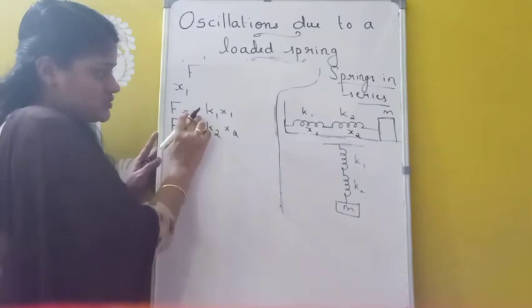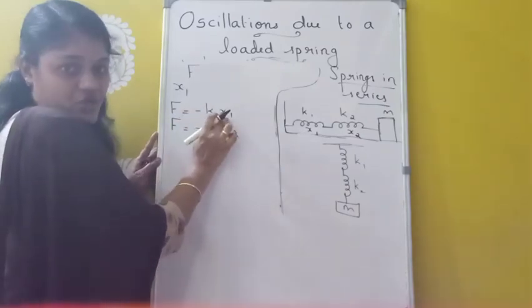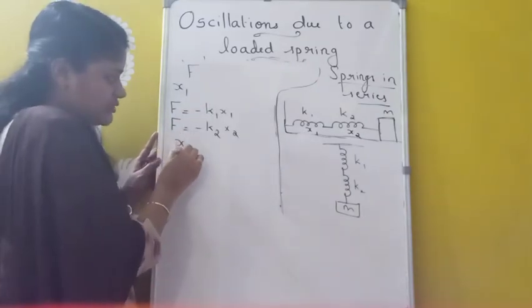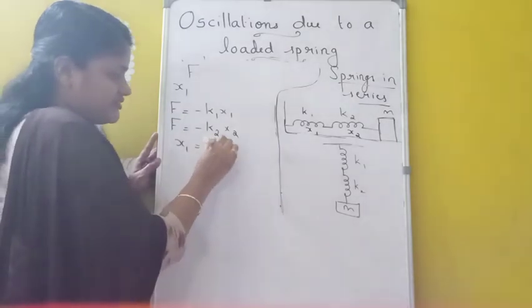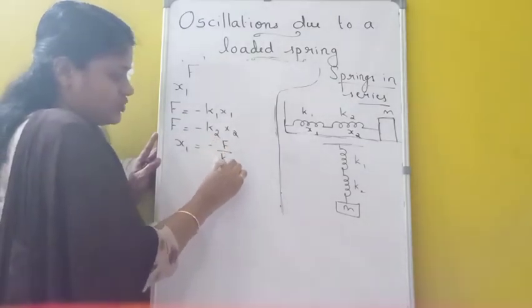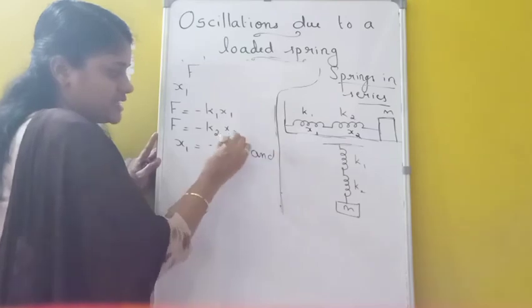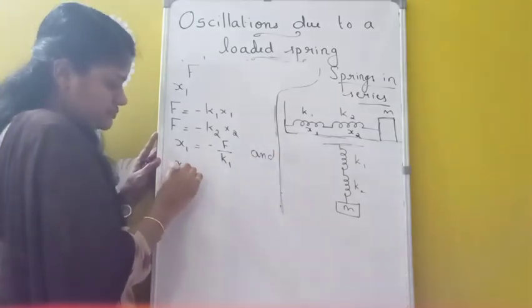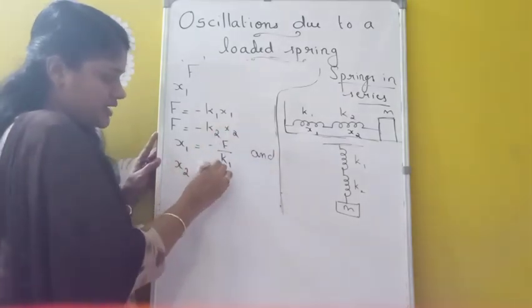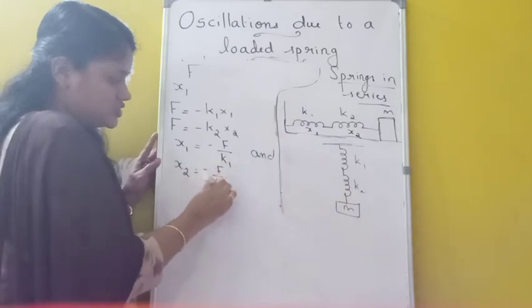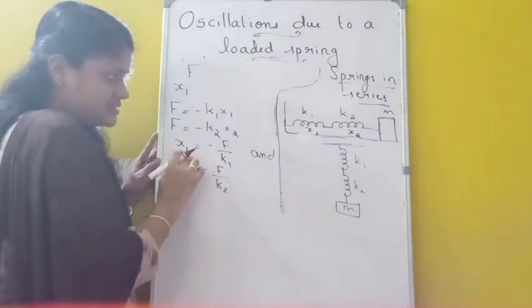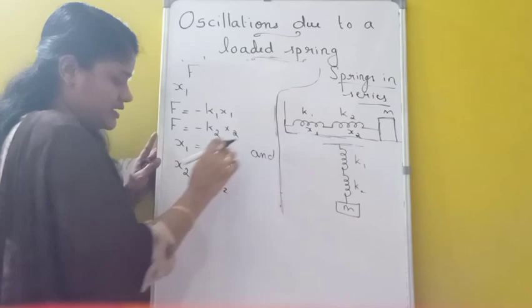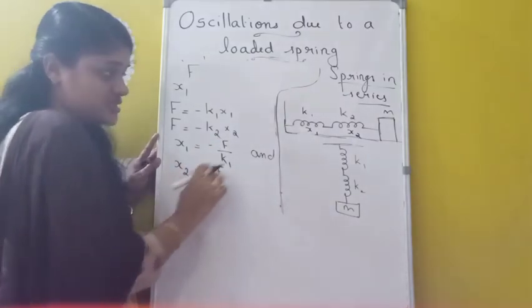From the first one, I am taking X1, the extension I want to find out. So X1 equals minus F by K1. And from the second one, X2 equals minus F by K2. Here X1 is the extension produced in the first spring and X2 is the extension produced in the second spring.